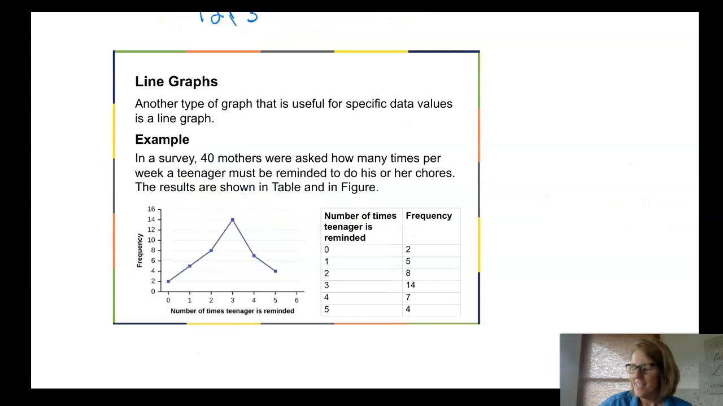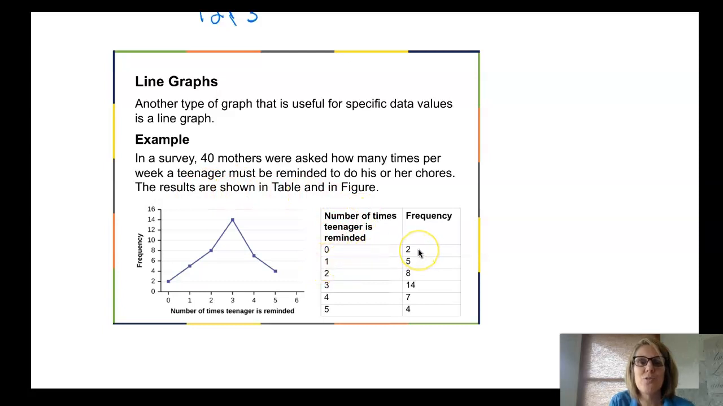Okay, other than the stem plot, there are 2 other types of graphs I just wanted to quickly go over in section 2.1. The first one is called a line graph. The line graph is just another graph that shows some specific data values. So here we have a survey where 40 mothers were asked how many times per week a teenager must be reminded to do his or her chores. The results are shown in the table.